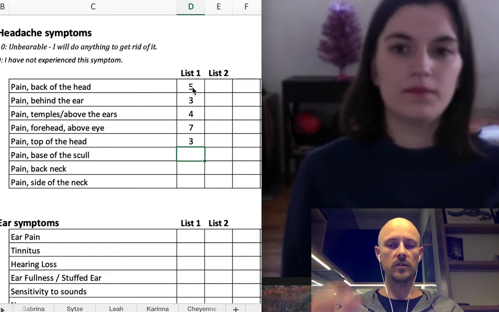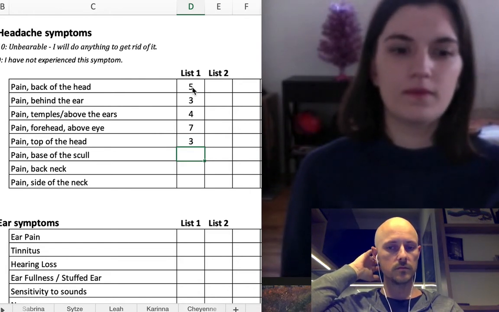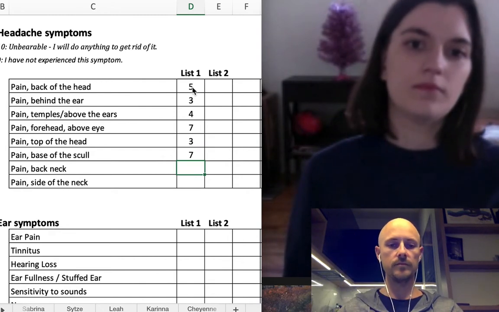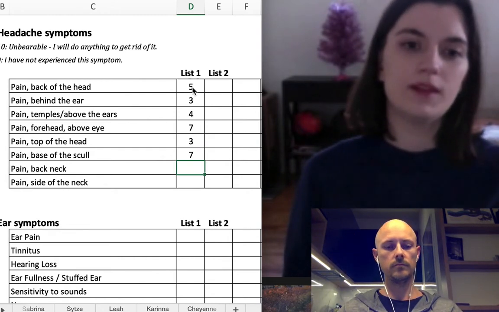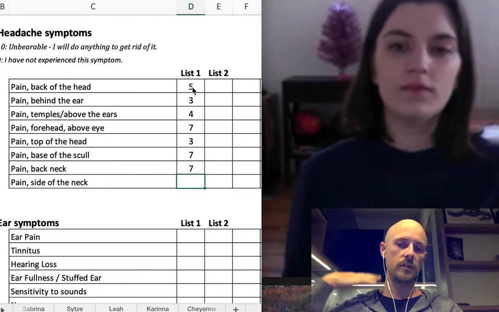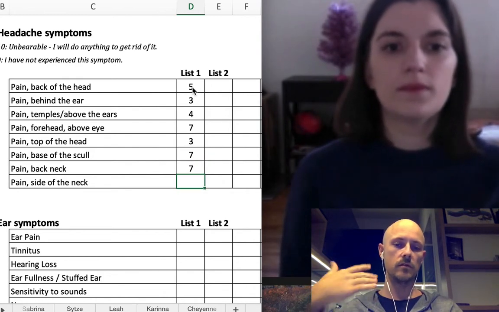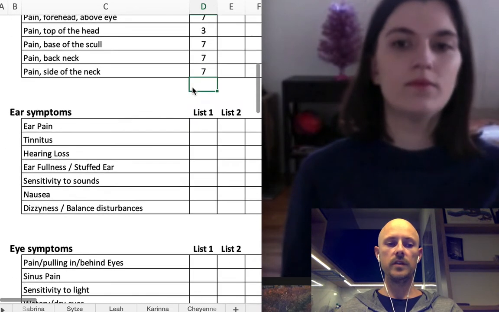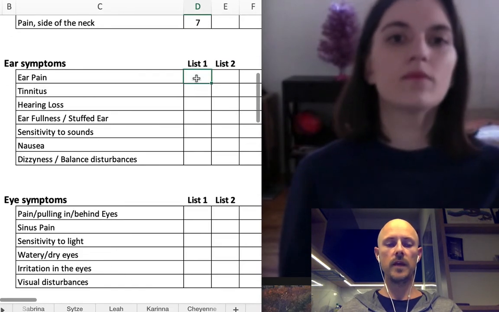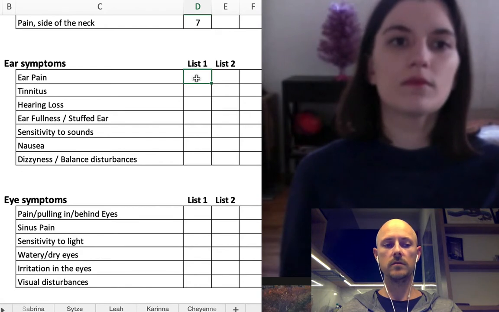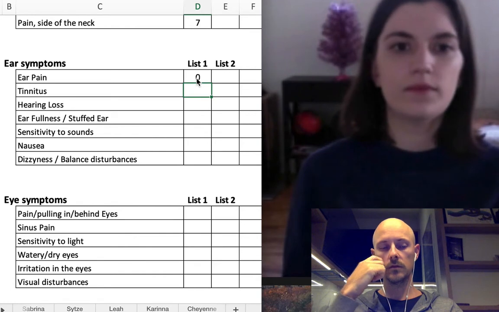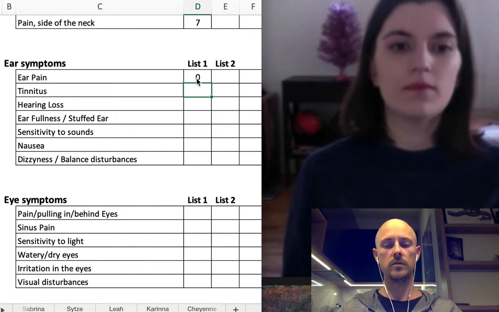And the base of the skull. 7. Yes. And then we have in the back of the neck. 7. And then we have on the side of the neck. 7. Yeah. And then we have different ear symptoms. So the first one would be pain in the ears. 0.